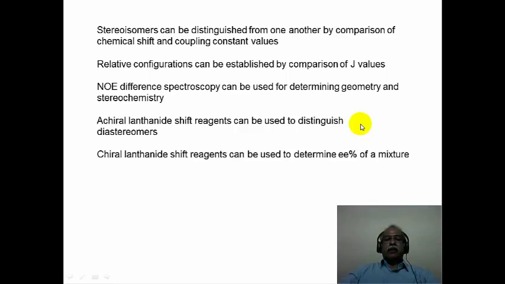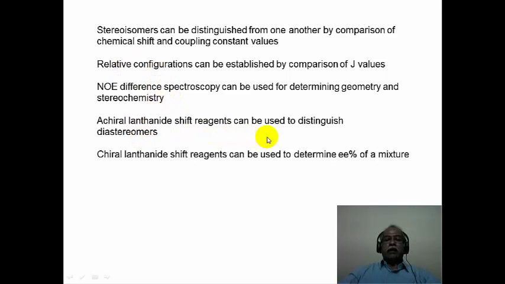So what we have seen in this particular module, which is a brief module, is that stereoisomers can be distinguished from one another by comparison of chemical shift as well as coupling constant value. This was done in the previous module. Relative configurations can be established by comparison of the J value. This also we saw in module 11. NOE difference spectroscopy can be used for determining molecular geometry and stereochemistry. This we saw in this particular module.